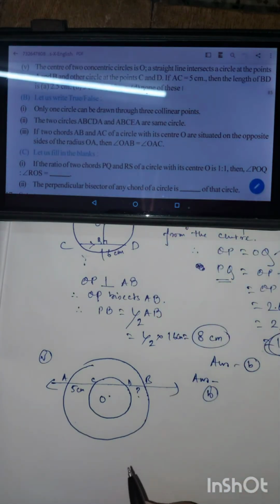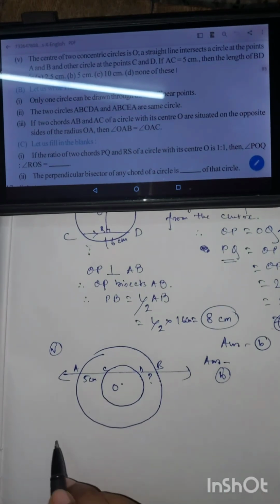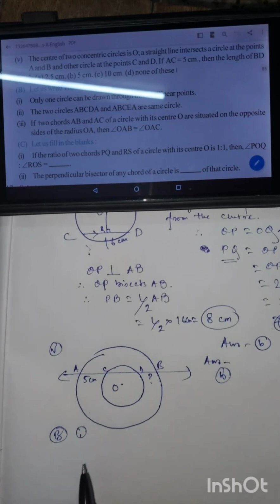Now let us write B. Only one circle can be drawn through three collinear points. This is false. Only one circle can be drawn through 3 non-collinear points. So first question is false.